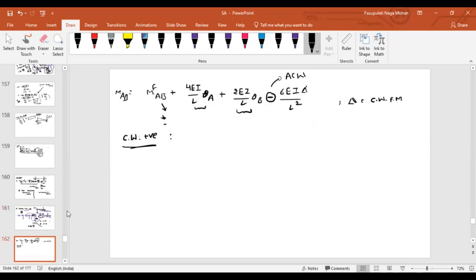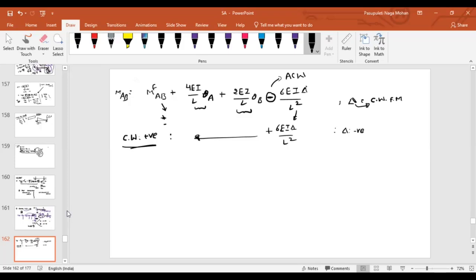But you can see in the equation, according to our sign convention, it will be minus 6 plus 6A delta by L square. As in the equation already negative is mounted there. If delta is causing the clockwise movements, what do you have to take? You have to take delta as negative. Why? Because if you take delta as negative, then only they will become positive, and that suits our sign convention.